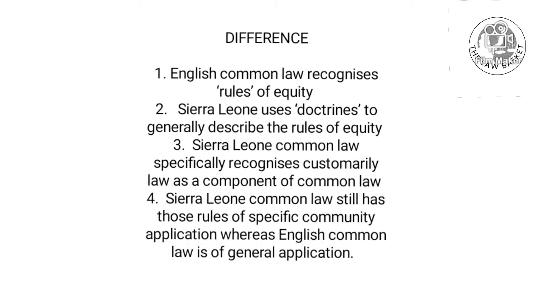Now, what is the difference between English common law and Sierra Leone common law? In the first place, English common law recognizes rules of equity, whereas Sierra Leone common law uses the word doctrines to generally describe the rules of equity. English legal scholars have provided specifically for doctrines of equity, and it is also part of the body of rules known as equity, whereas Sierra Leone isolates equity under the caption doctrines.